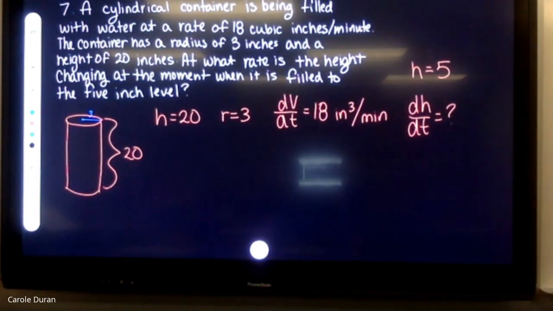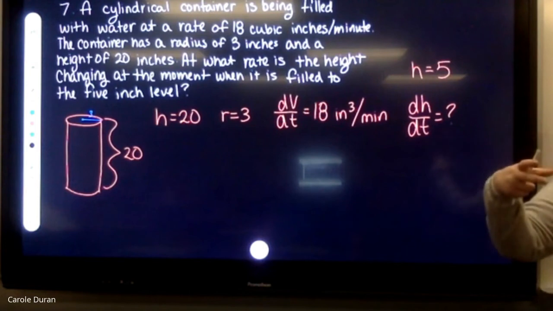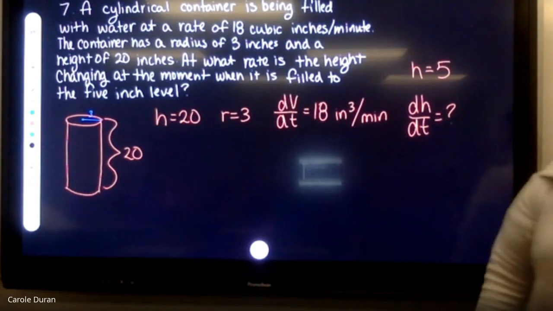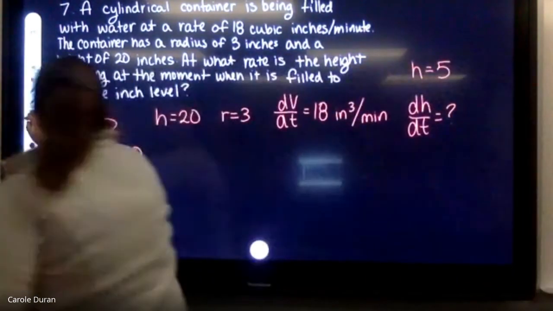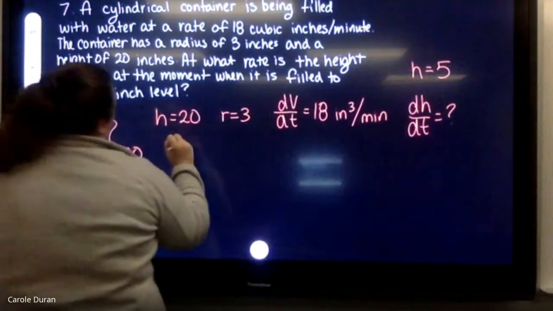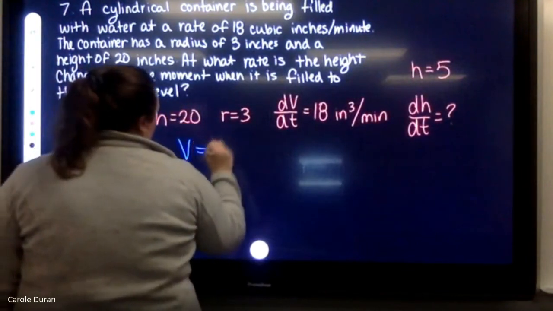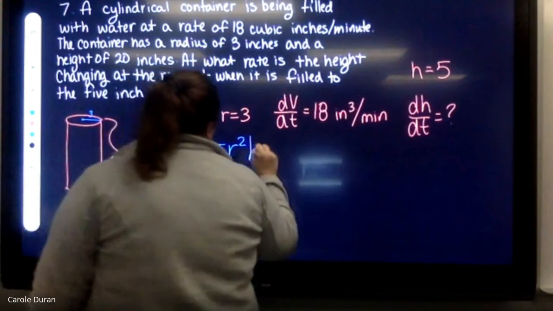So what formula do you think I'm going to start with? The volume of the cylinder. Volume of a cylinder, anybody know what it is? Pi r squared times height. So it's the area of a circle times the height of the cylindrical tube. Which height would we use? We're going to use just h for right now, and then I'll show you. So pi r squared h.